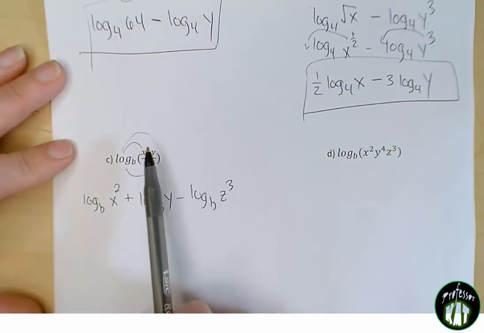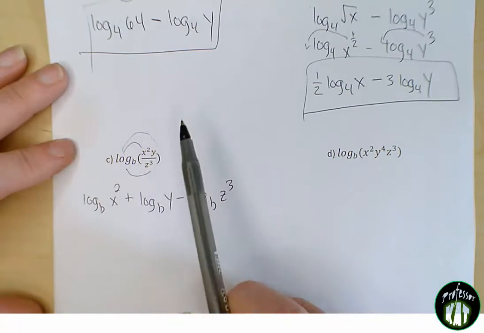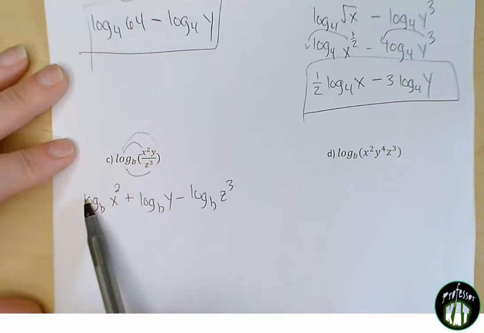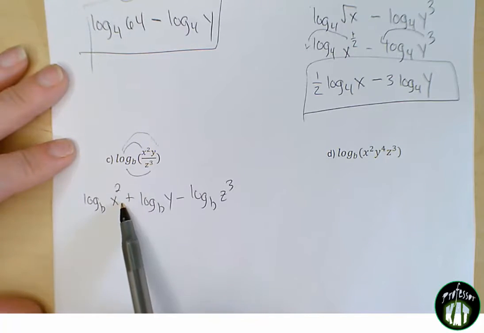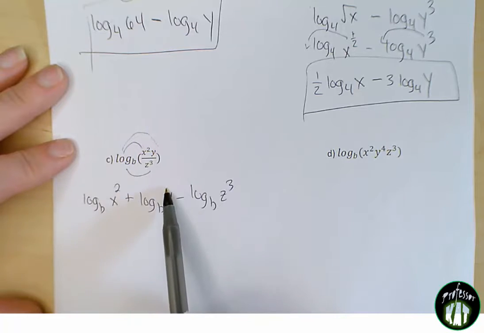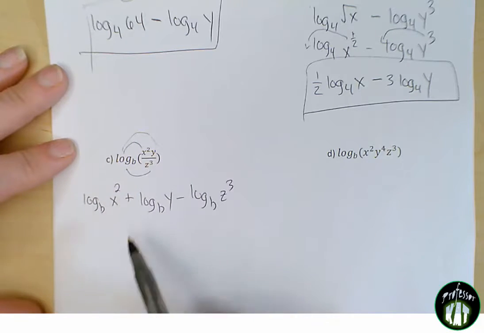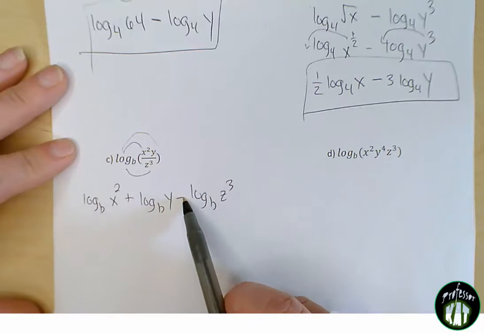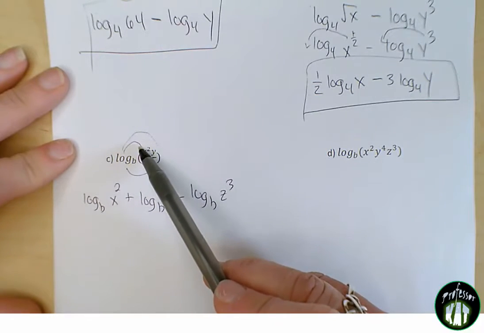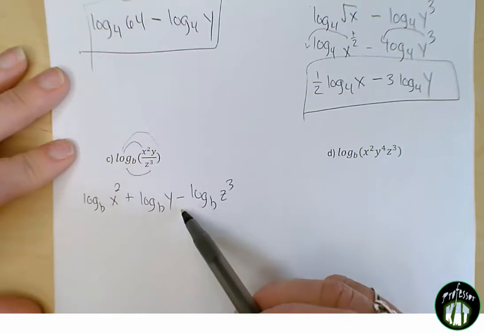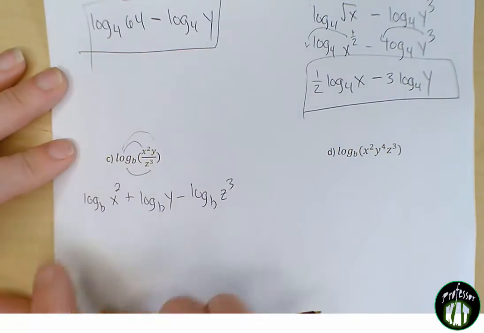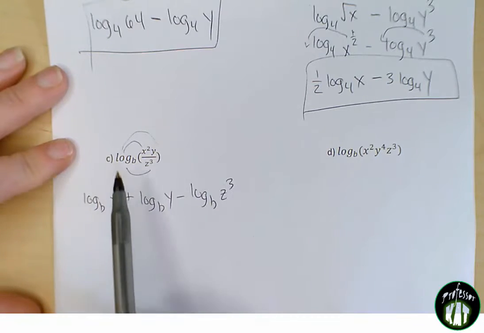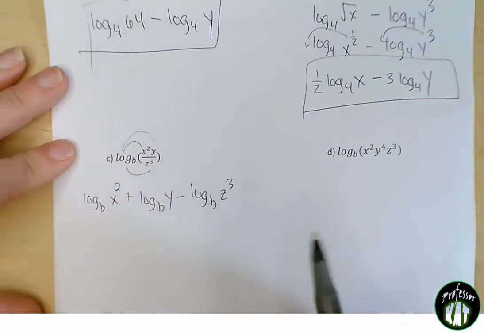Another way that you can tell the difference between when you'll use a plus and a minus, if you have a fraction form here, anything in the numerator should always be positive. The x squared is in the numerator, it's positive. The y is in the numerator, it's positive. The only thing in the denominator is that z cubed, and it needs to have a minus in front of it. So numerator should always be positive, denominator should always be negative. Otherwise, we took care of distributing the log in our product and quotient rule.